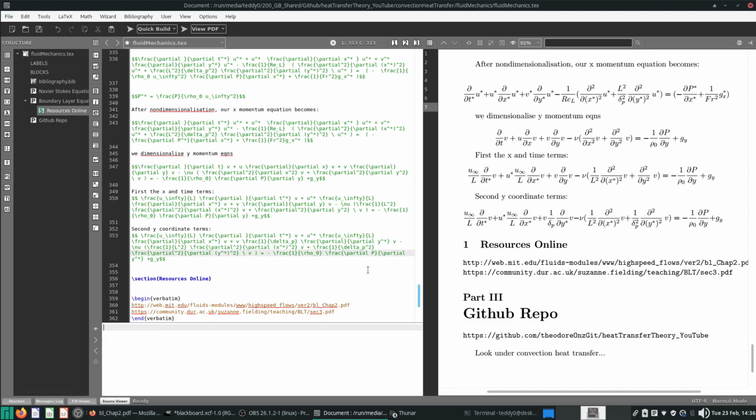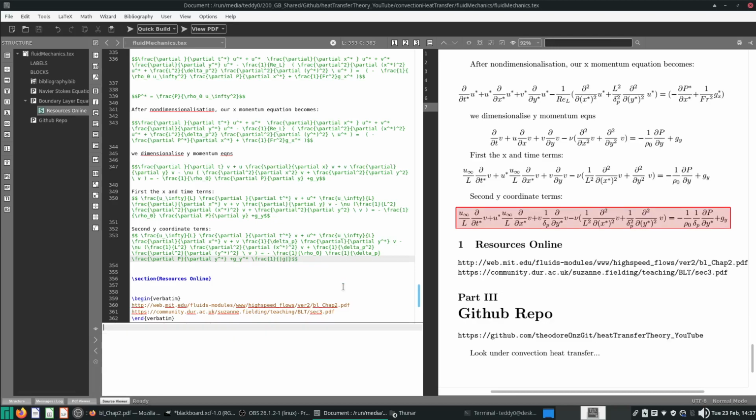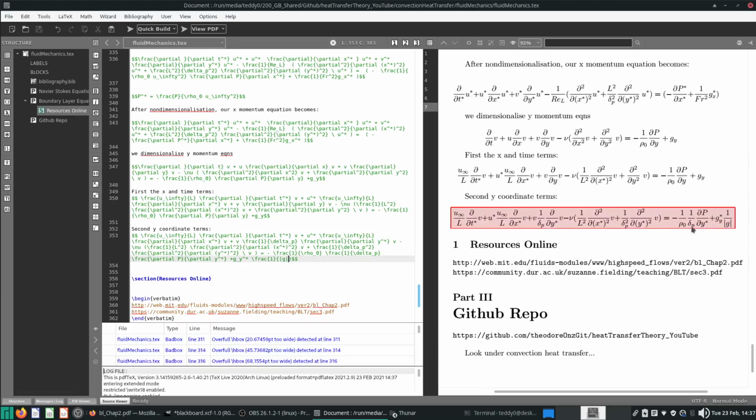1 over delta P. Alright, so this is the last part. And of course, you want to put the gravity thing in there too, sure. 1 over the magnitude of the gravity, and that's what we can do as well. So that basically deals with the y coordinates, so to speak.